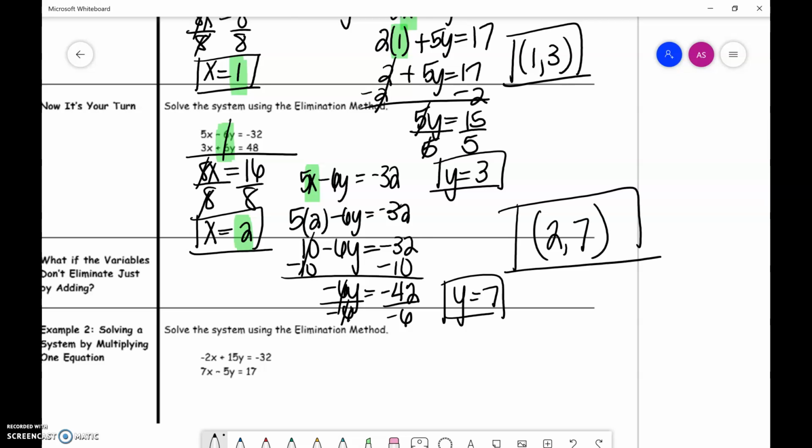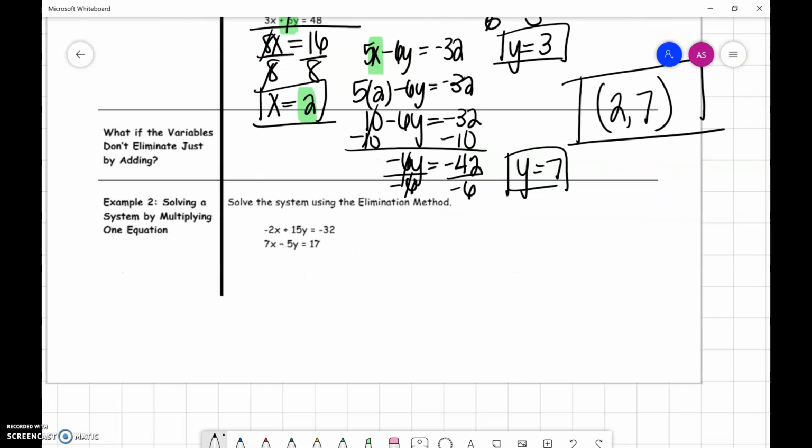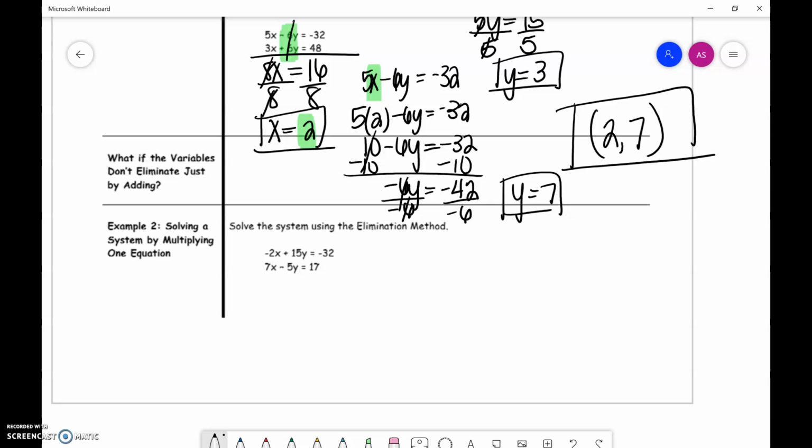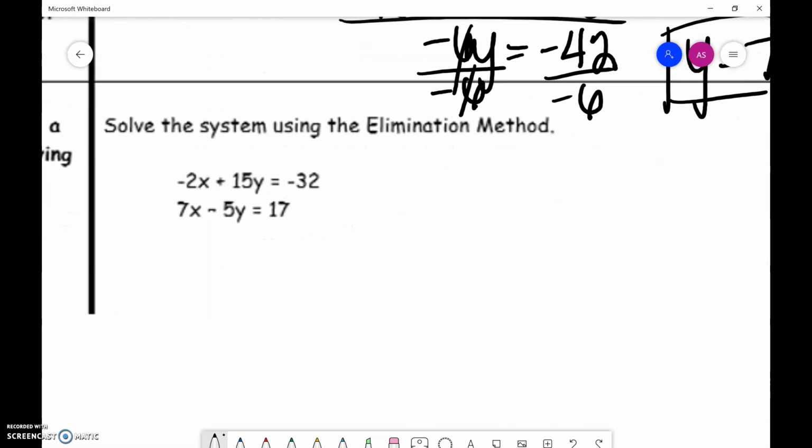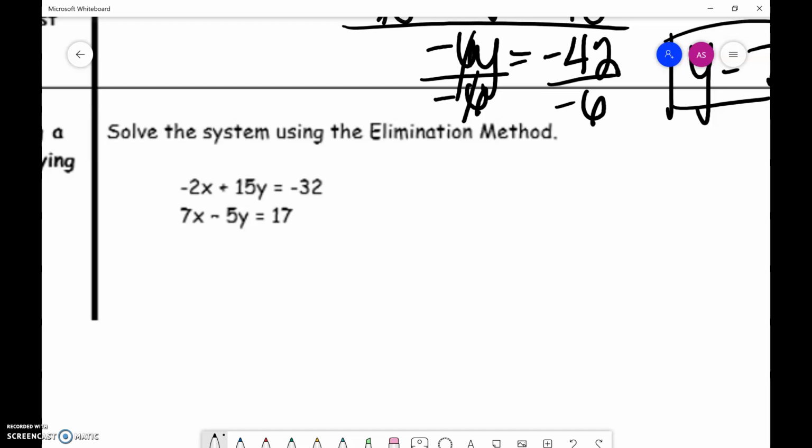All right, and here is the last one. You're going to have some equations that might not eliminate right away. As you see, both of these equations are in standard form, so it is set up for me to do my elimination method, but I'm going to have to change around my equation first. So let's say I wanted to eliminate y. I have 15y. So that means I would need negative 15y in order for that to cancel out.